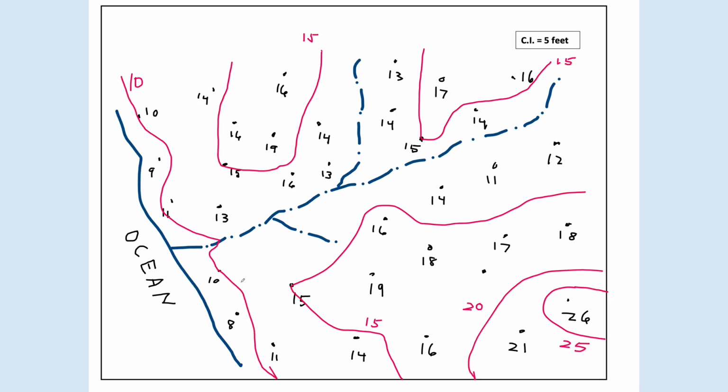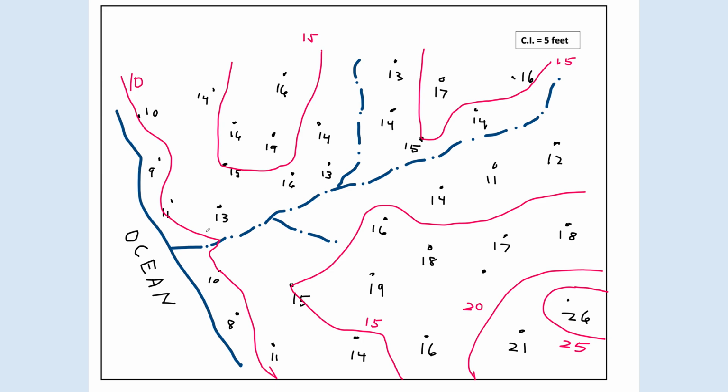And then the final map, this mimics contour maps that are found in your lab book. So the 10 line is the first line that you draw because the contour interval is 5 and the lowest point is 8, so you draw a 10. The 10 line does cross the stream.